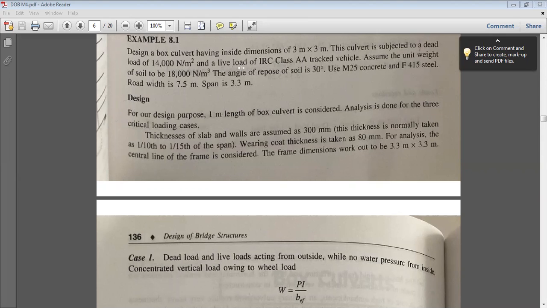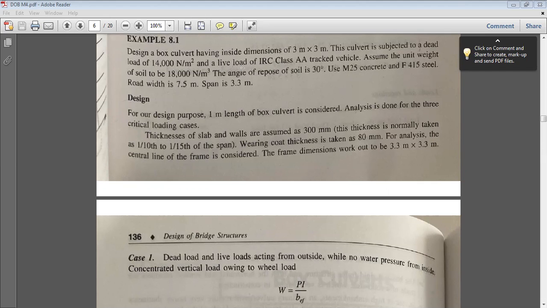This culvert is subjected to a dead load of 14,000 Newton per mm square. So dead load here is given, and a live load of IRC class AA tracked vehicle. IRC live load we have to calculate based on IRC class AA tracked vehicle. That is an army truck.